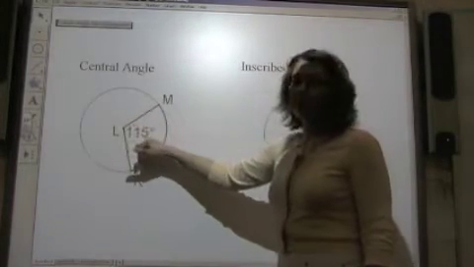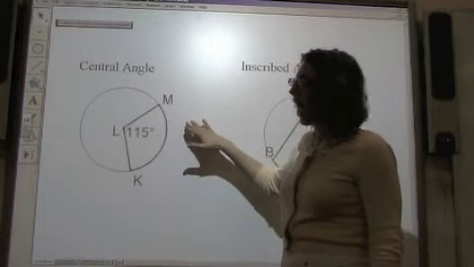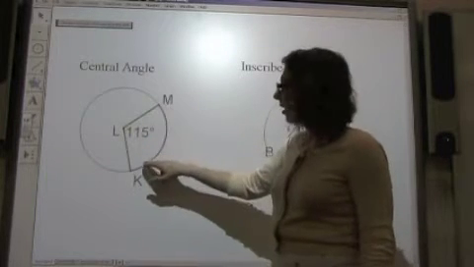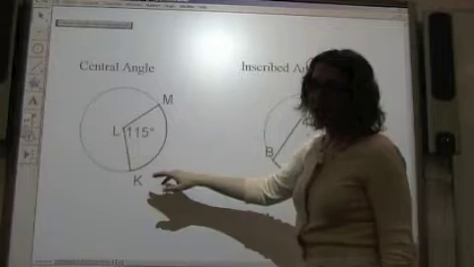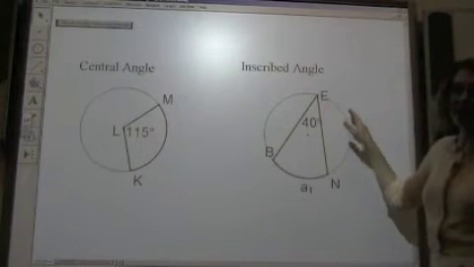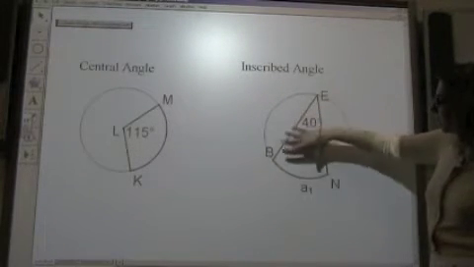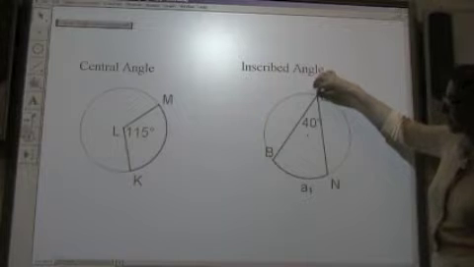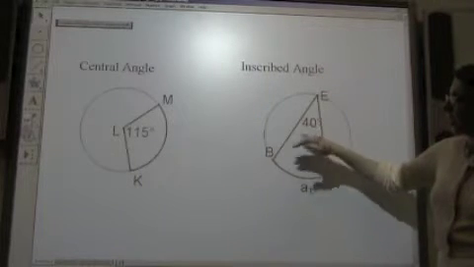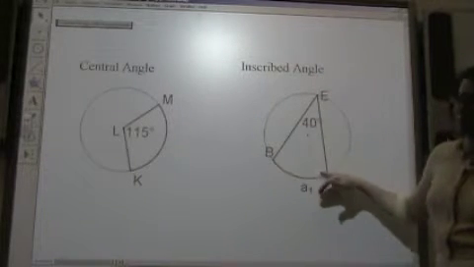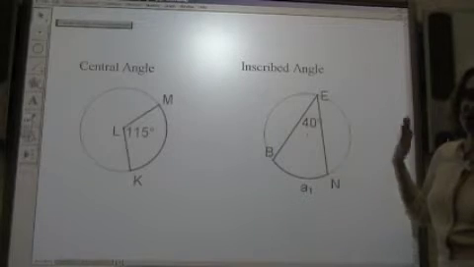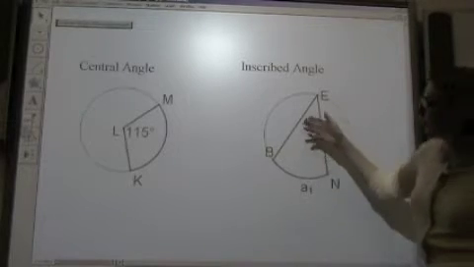We already know the measure of the central angle is the same as the measure of the intercepted arc MK. The inscribed angle, though, is not the same. Because the inscribed angle is farther back, its vertex is on the circle, its intercepted arc has a measure of half the measure of the angle.